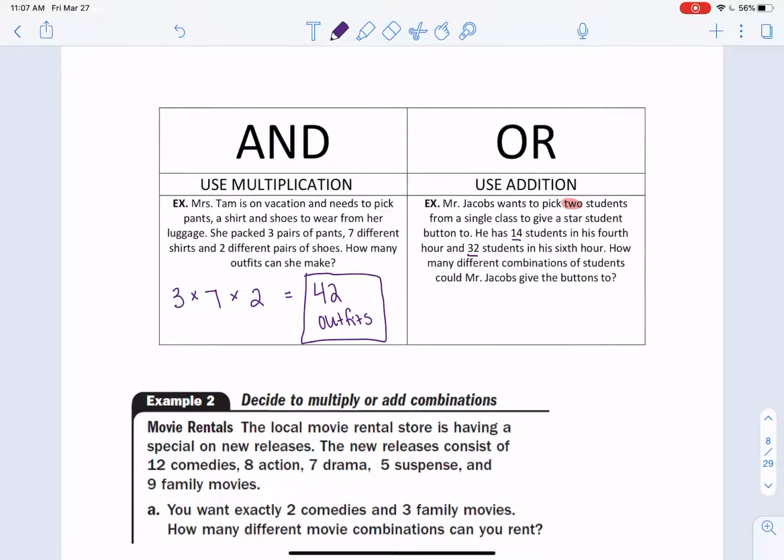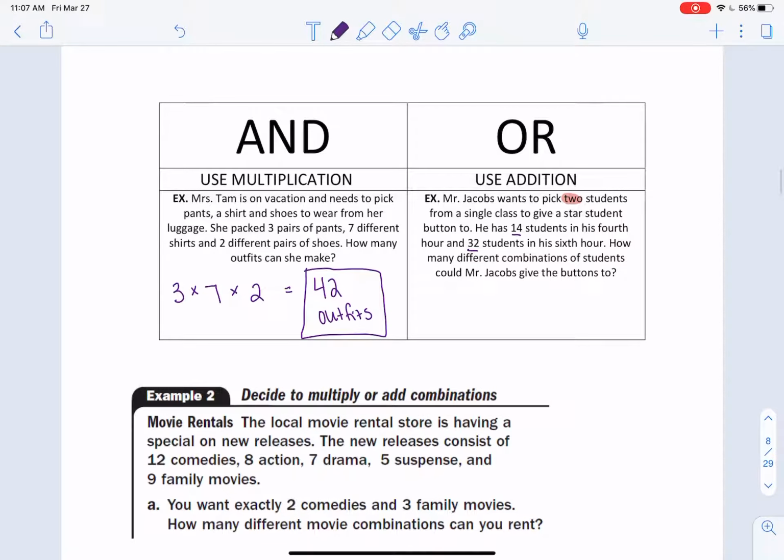How many different combinations of students could Mr. Jacobs give the buttons to? And remember, he wants to pick 2 students, but they have to be in a single class. So he could only pick 2 students from his 4th hour, so he could pick 2 from his 4th hour or from his 6th hour.